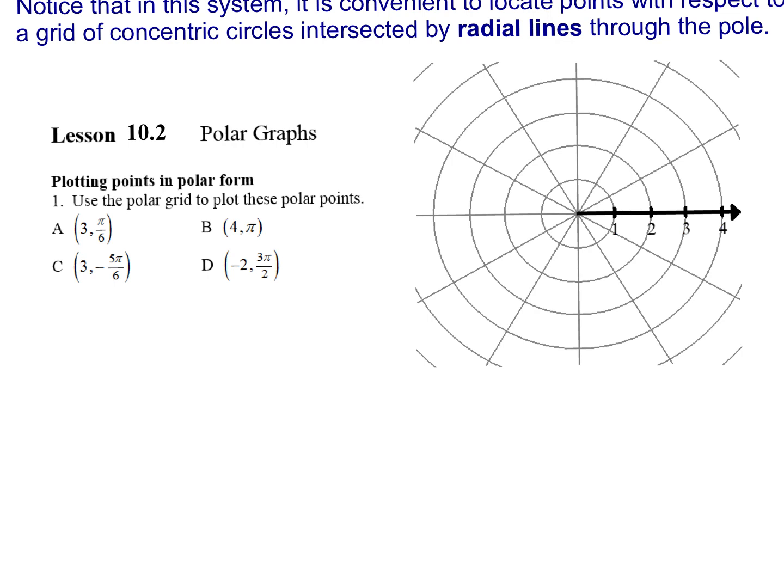So you want to go to 3, so go out to the third circle, the circle with radius of 3, and go over to pi sixths, which is our first line here, and graph your point there. So you got to know your unit circle basically, so you know your radians. Don't necessarily need to know the points of the unit circle, but you do have to know where is pi halves, where is pi, and that kind of thing.